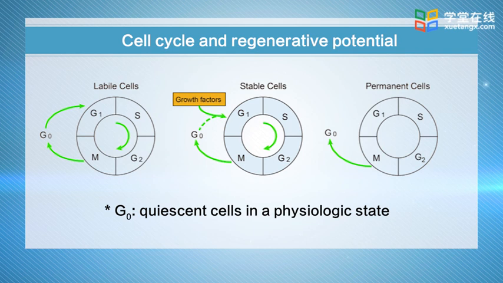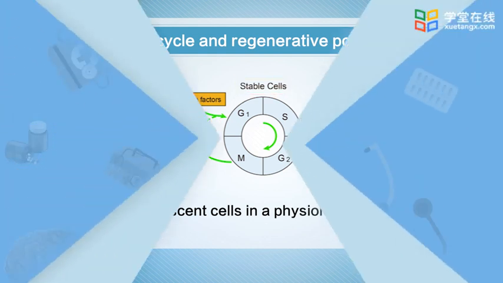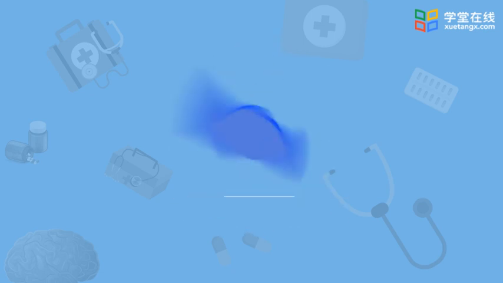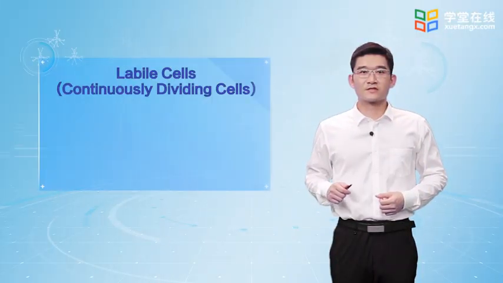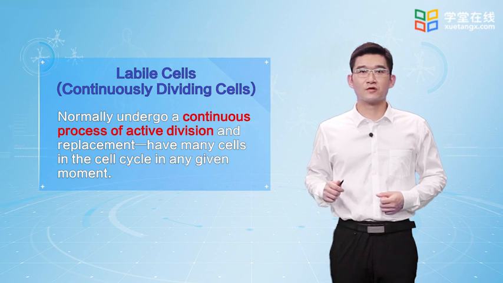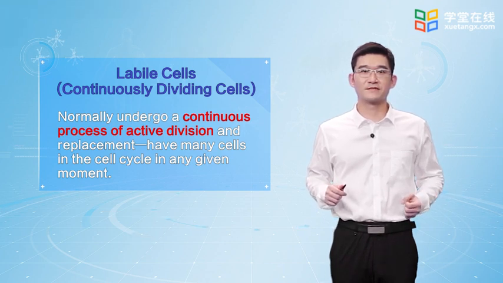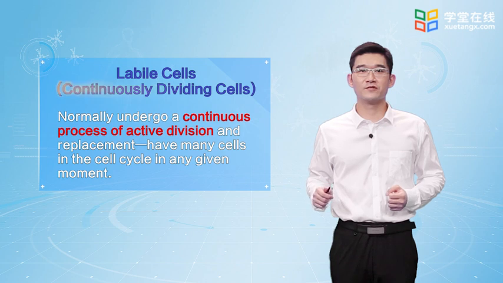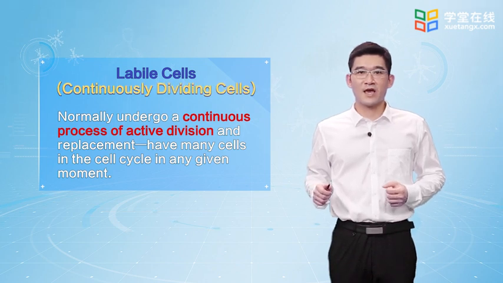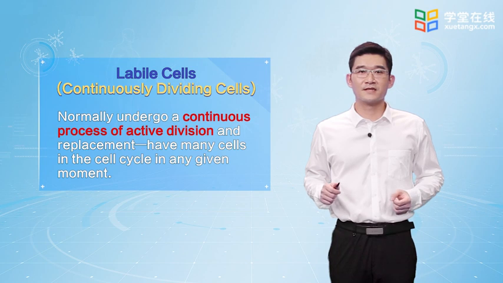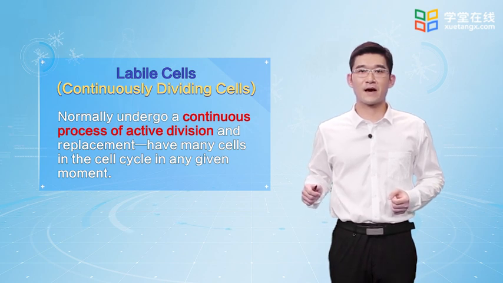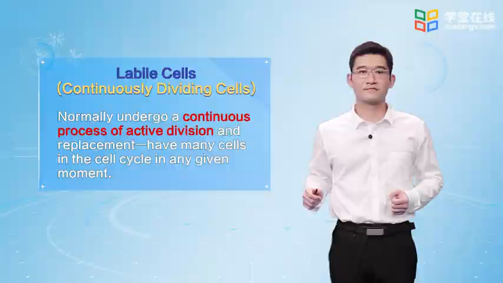So, based on their regenerative capacity, we can divide body cells into three groups: labile cells, stable cells, and permanent cells. Labile cells normally undergo a continuous process of division and replacement, so we call them continuously dividing cells. If these cells are lost, they have a good chance of restoration by complete regeneration.